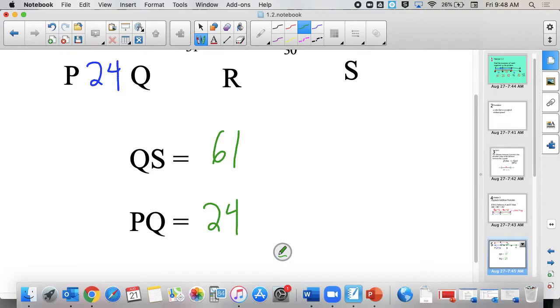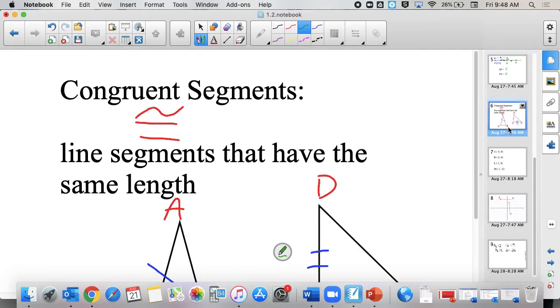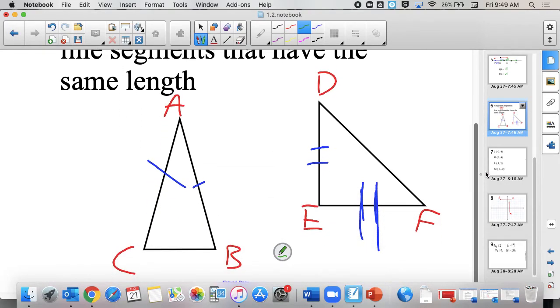Continuing on then. The idea of things being congruent. Congruent segments are line segments that have the same length. Both are 5 inches long, so they're going to be congruent. The way we mark things to be congruent is we put tick marks on them. It doesn't matter how big the tick marks are.